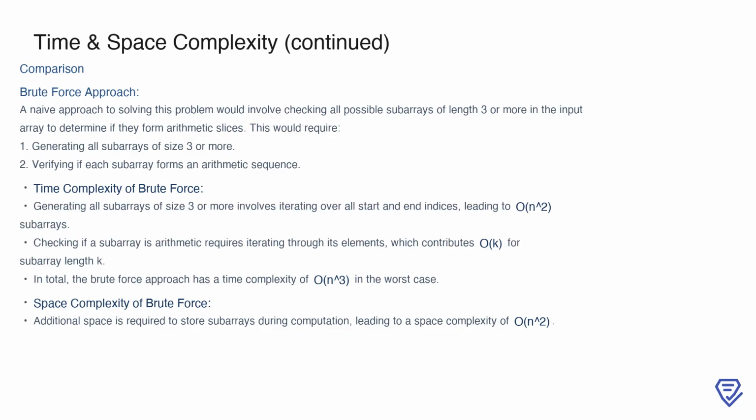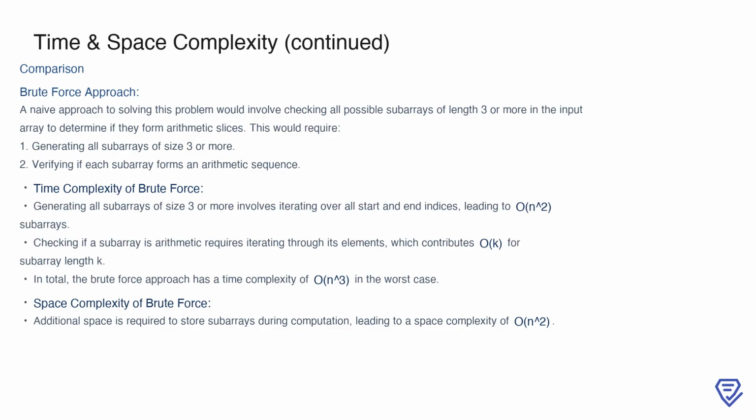Specifically, generating all subarrays requires iterating over all possible start and end indices, which results in O(n²) subarrays. For each subarray, verifying if it is arithmetic involves iterating through its elements, adding an additional O(k) factor, where k is the length of the subarray. Combining these steps, the overall time complexity of the brute force approach becomes O(n³) in the worst case. Additionally, the space complexity of the brute force method is O(n²), because it requires storing all the generated subarrays.